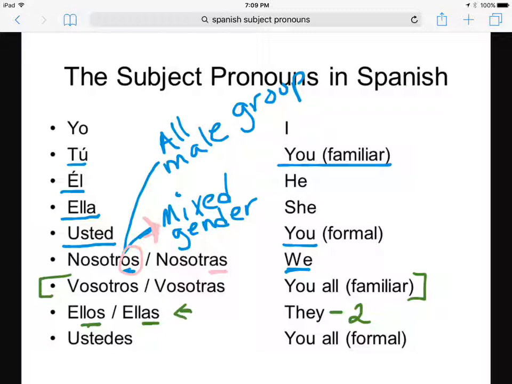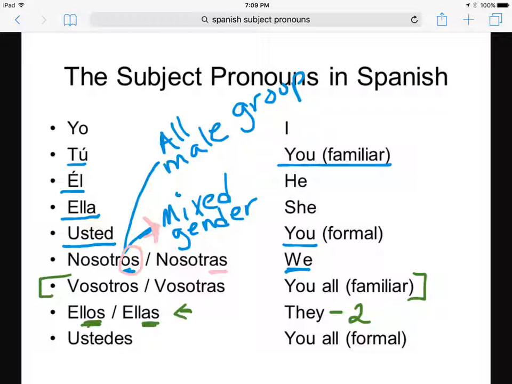So just like up here with nosotros, mixed gender would use ellos for they, or an all-male group would use ellos as they. Ellas is they, but it's only referring to an all-female group. Okay? I don't know why they have to make all these distinctions, but they do, but you're going to get the hang of it, and it's really easy.